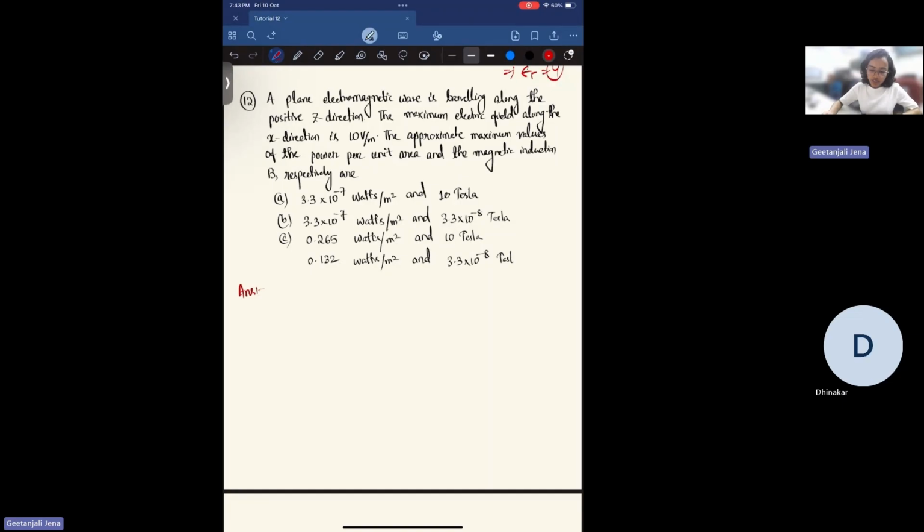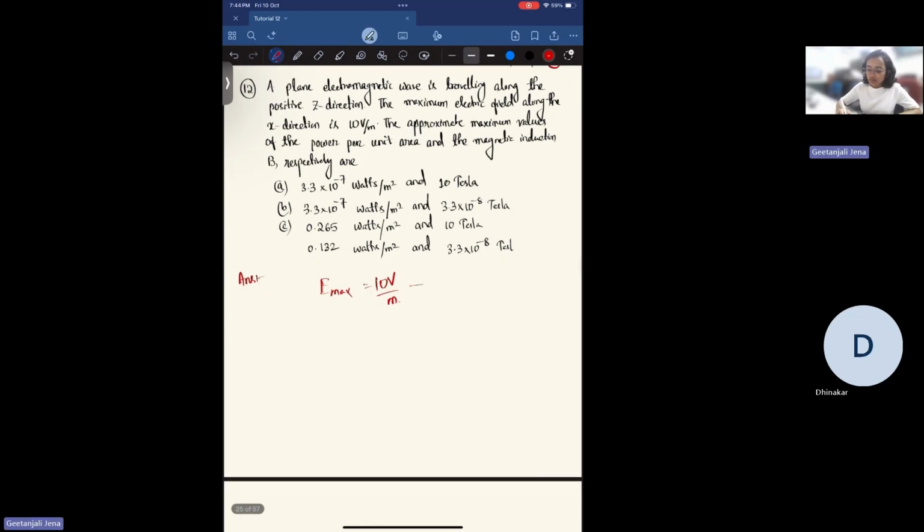So there is a plane electromagnetic wave which is traveling along the positive z direction. The maximum electric field along the x direction is 10 volt per meter. So for this, find out the approximate maximum value for power per unit area and the magnetic field induction, which is B.